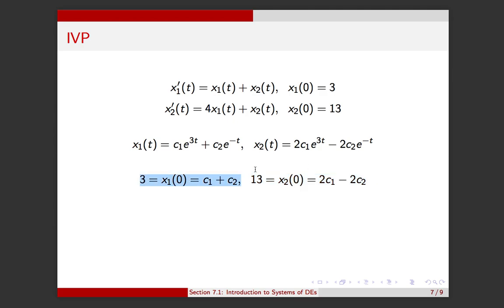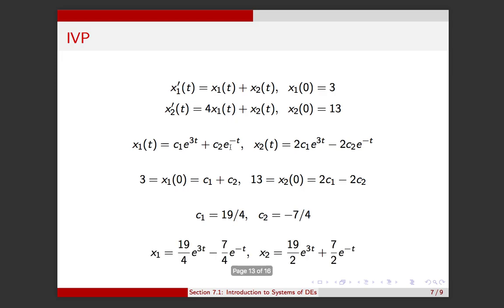Okay, but what's this? This is now just a 2x2 system of algebraic equations, right? This is an Algebra 2 problem now. So you can just ask Wolfram what c1 and c2 are, and there they are. Okay, so once you have that data, you know x1 is c1 e to the 3t plus c2, so on, right? You just plug those values in.